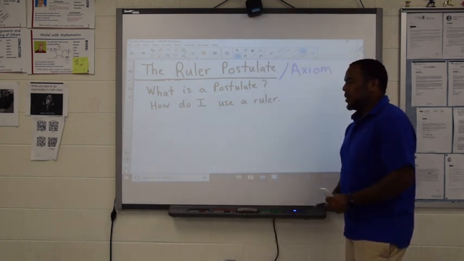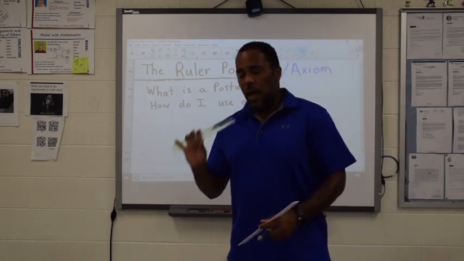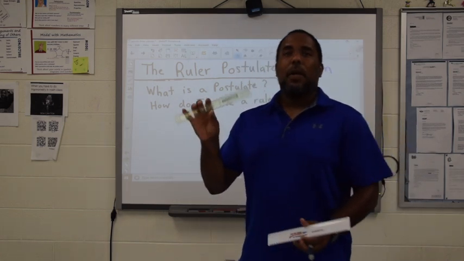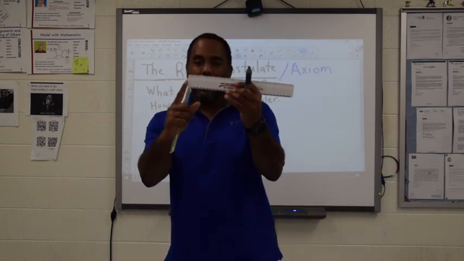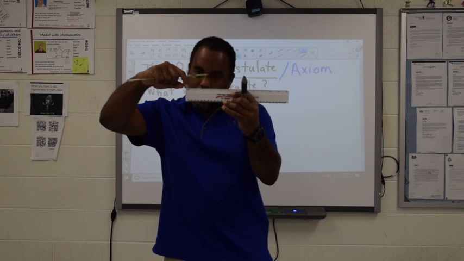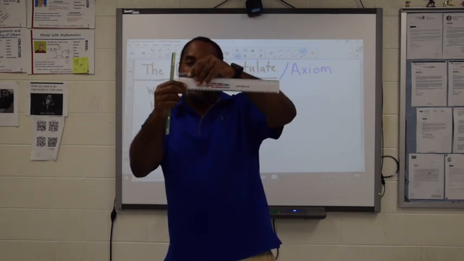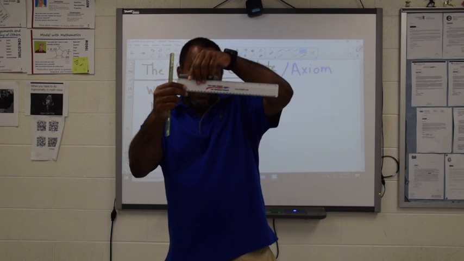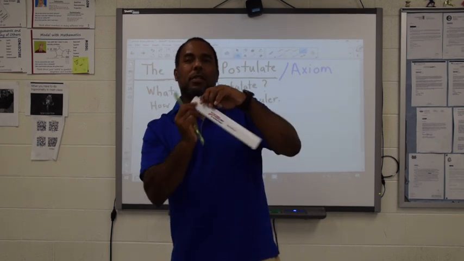Then the next question is, how do I use a ruler? This one's broken. We'll talk about that in a little bit. A lot of people like to start right here on the edge, but you actually start right here at 0, and then you can count up and say, well, I can tell you how big this piece is. Looks like 1, 2, 3, about 5 inches.